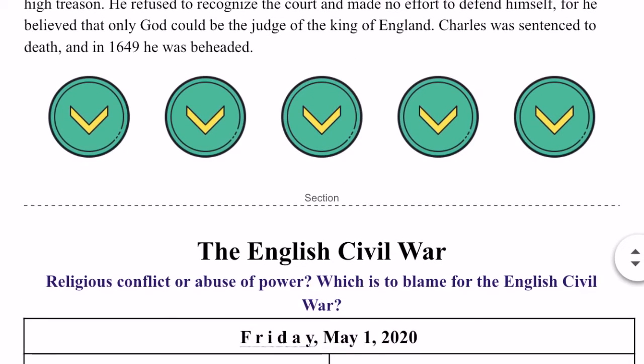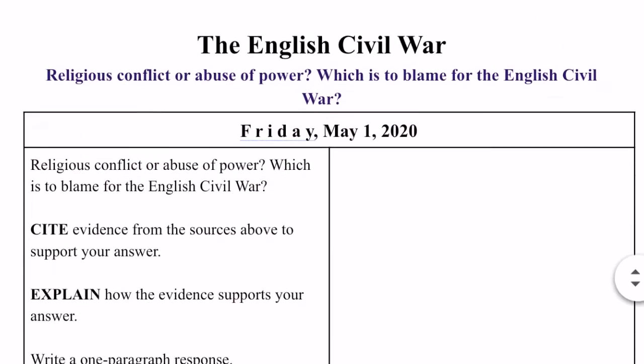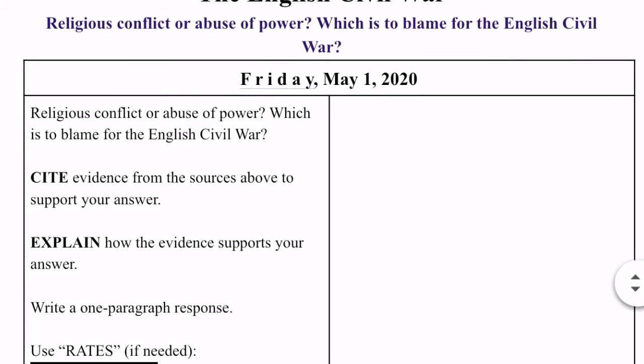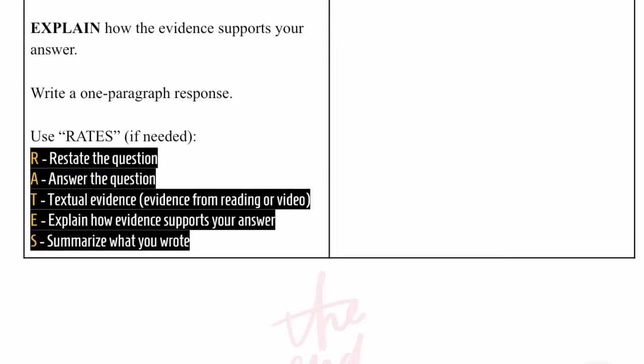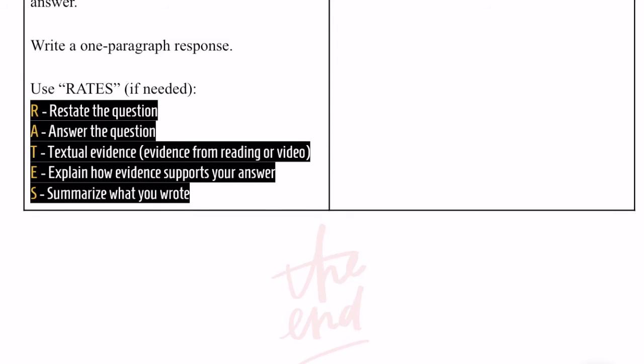And then the final thing for Friday is the actual write-up. Religious conflict or abuse of power, which is to blame for the English Civil War? You're going to answer this question with your opinion. You're going to cite evidence from the sources above to support your answer, and explain how that evidence supports your answer. You're going to write a one-paragraph response. Now, some of us can use this thing called RATES if we need it. Some of us might not need it, but it's there for you if you need it.